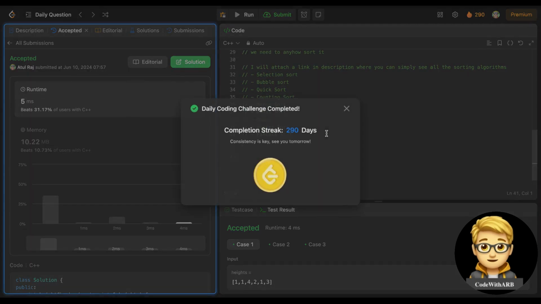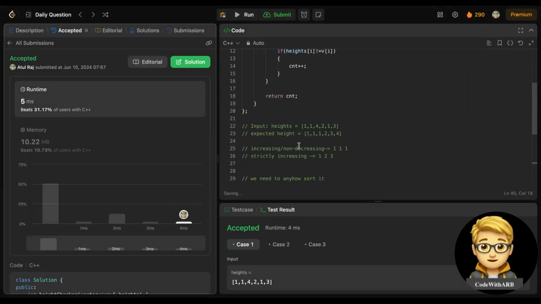So the time and space complexity of this problem would be O of n log n and O of n.